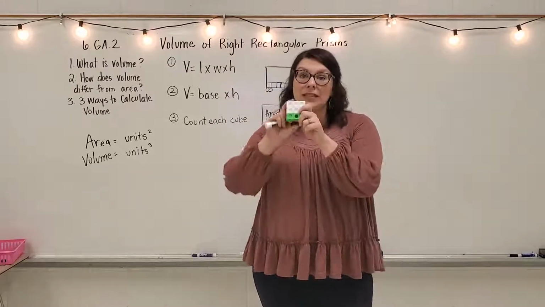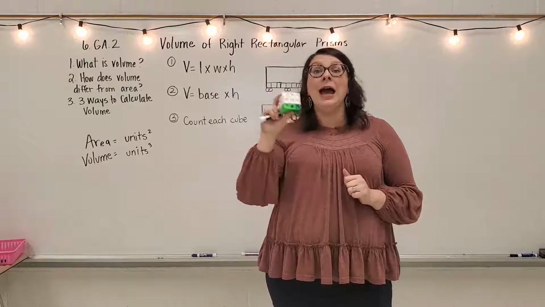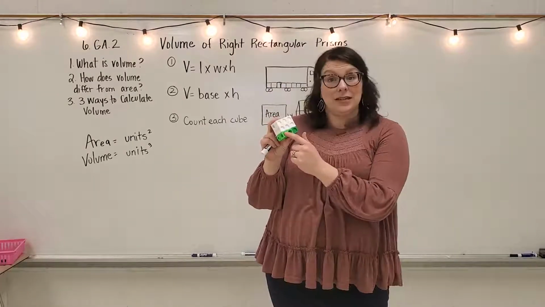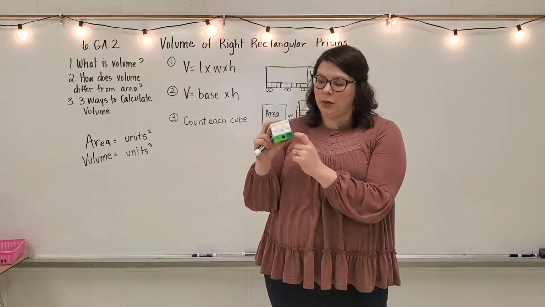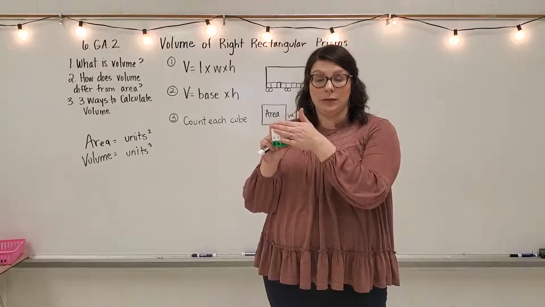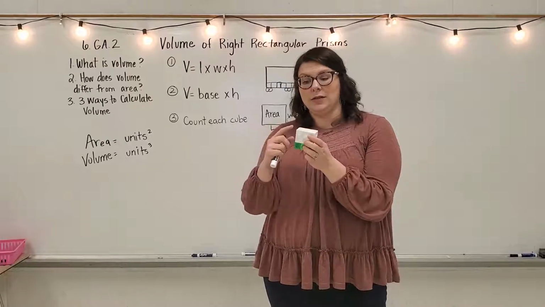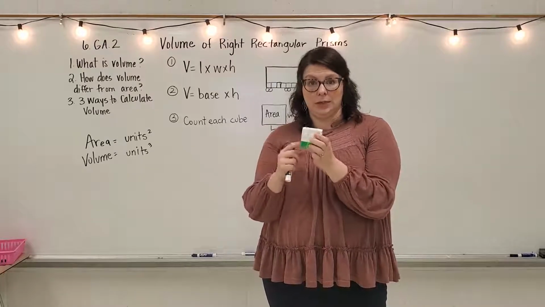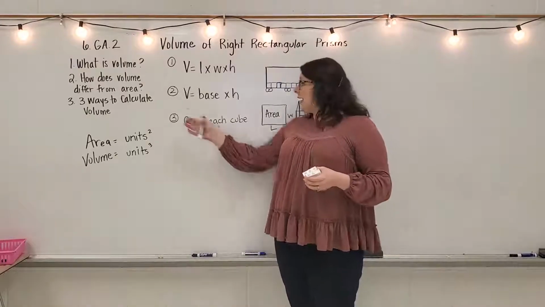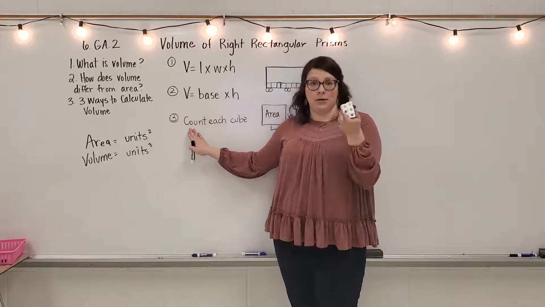For example, this rectangular prism has the volume of 18, and that's because it has 6 on each level. 1, 2, 3, 4, 5, 6, and both of the top levels have 6 as well. So I have 6 plus 6 is 12, plus 6 more is 18. Well, so one of the ways that I can calculate volume is to count each cube.